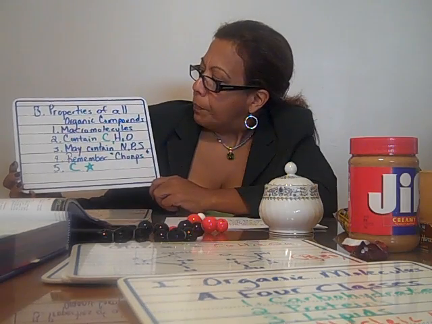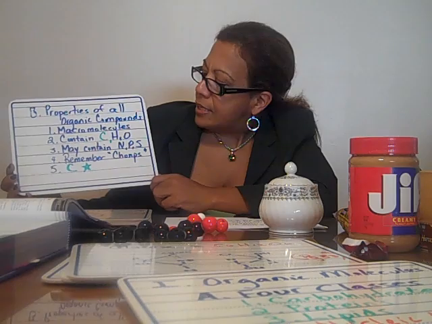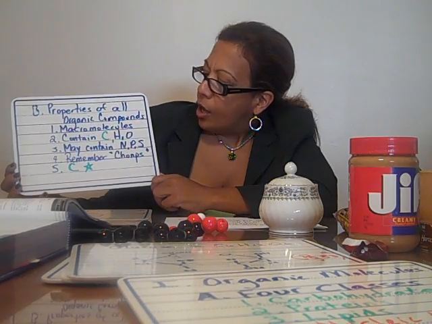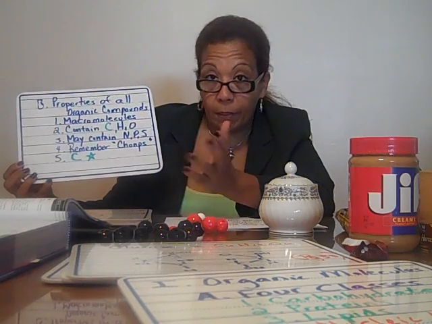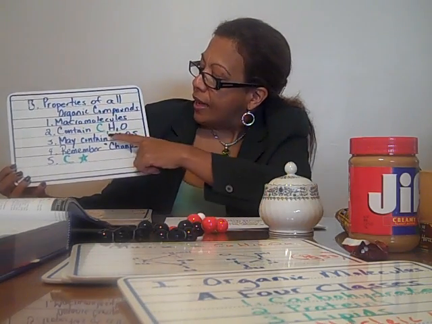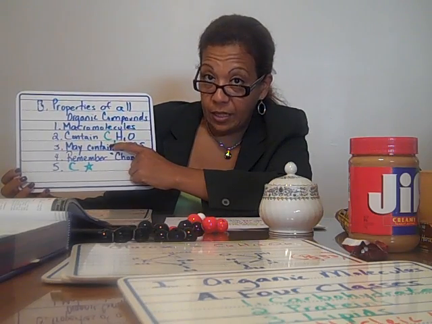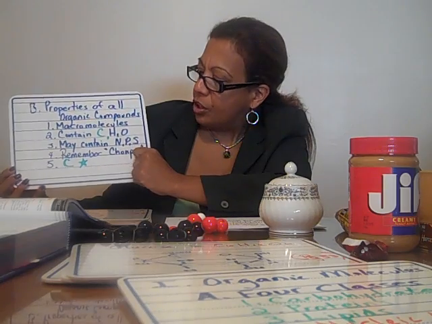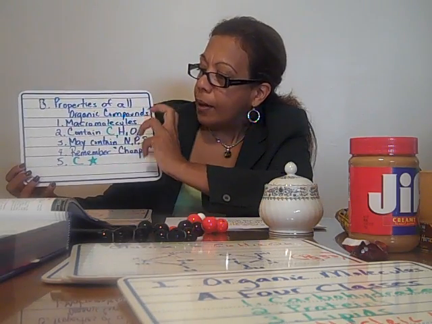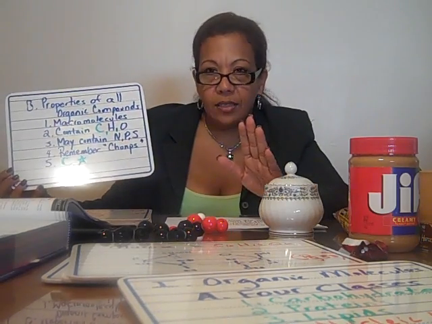The second characteristic or property that they have all in common is that they contain a special element that we'll talk about more in detail. And that special element, can you recall? C stands for carbon, good. Okay, hydrogen, oxygen, very good. So all organic compounds contain these three elements. Okay, so that's a similarity.